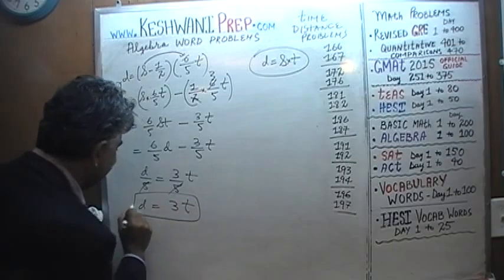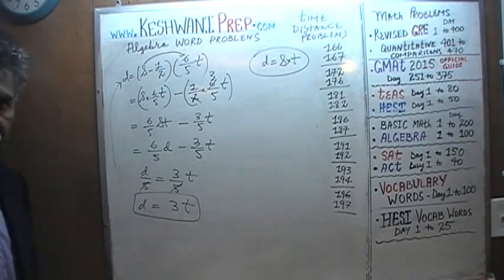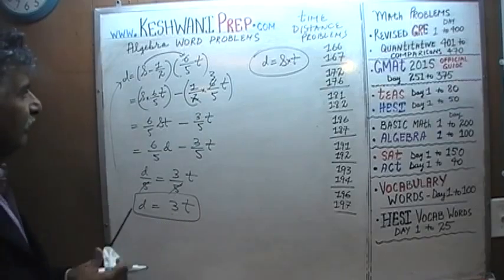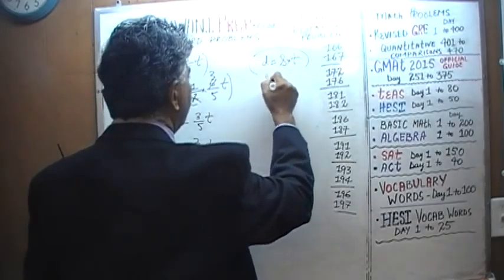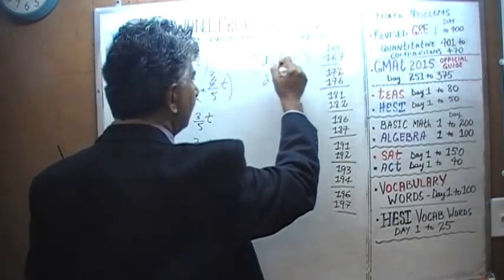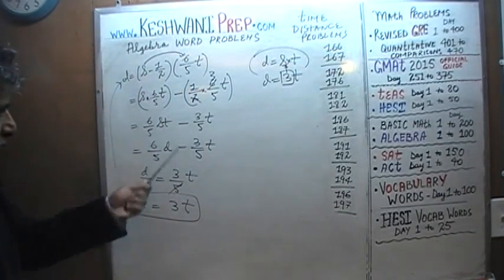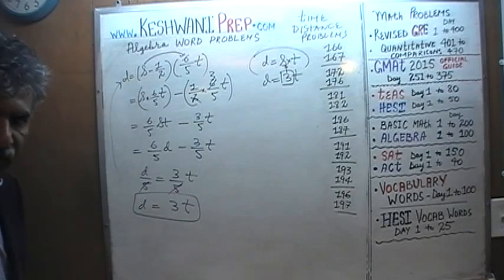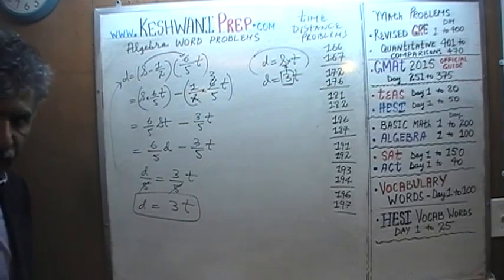This is what we achieve from the first statement. d equals 3t. What do you suppose that tells us? What does 3 represent? 3 represents the speed. So after doing all of this work, what do we extract? What is our payoff? The payoff is that now we know the speed. Now you know how fast I was going.